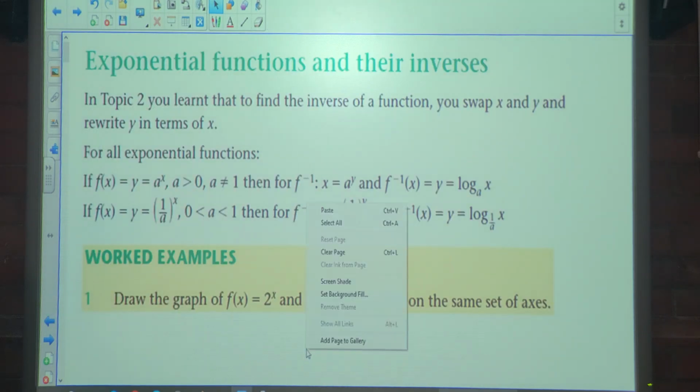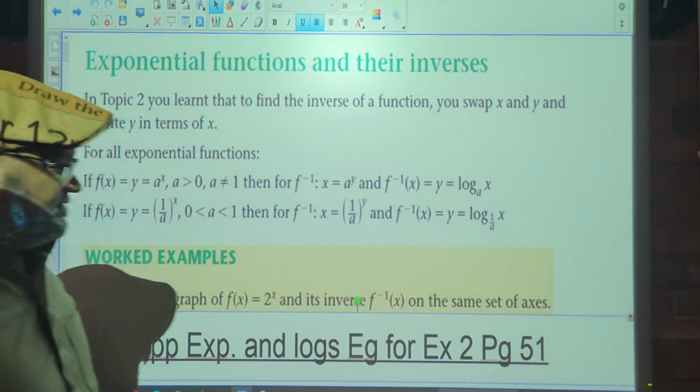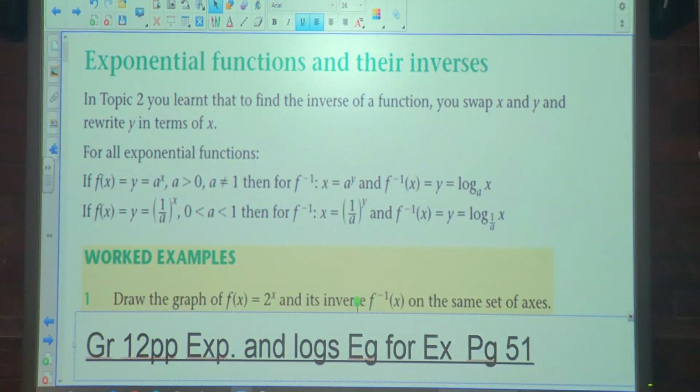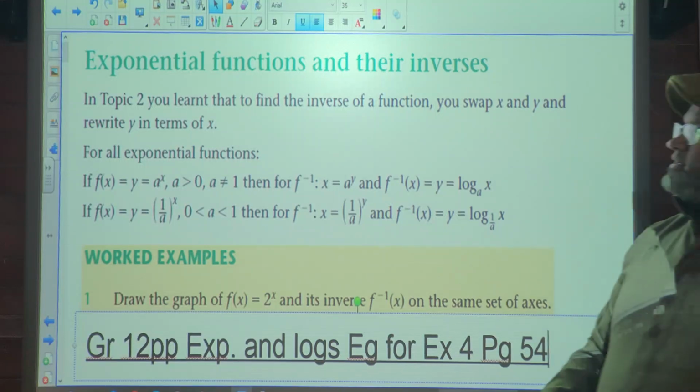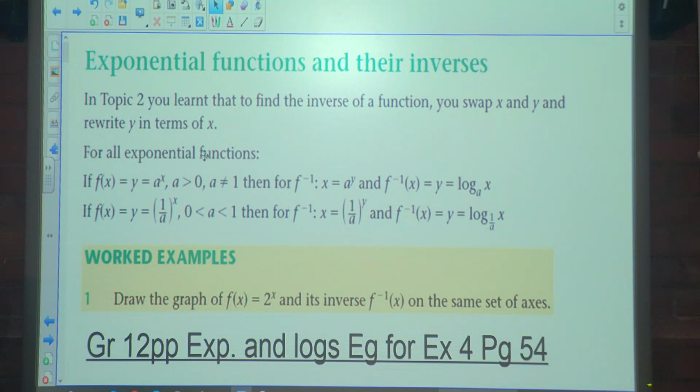Exponential functions and the inverses. Is that correct? This is examples for exercise 3, and this exercise 3 is on page 54. Alright, so exponential functions and the inverses. In topic 2 you learned that to find an inverse of a function, you swap x and y and rewrite y in terms of x.